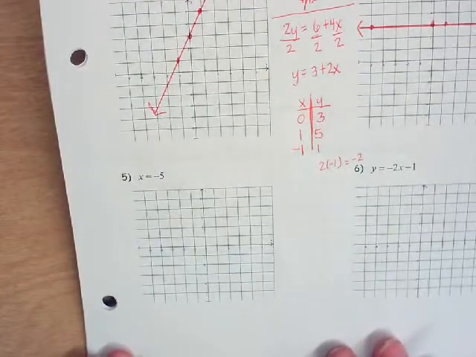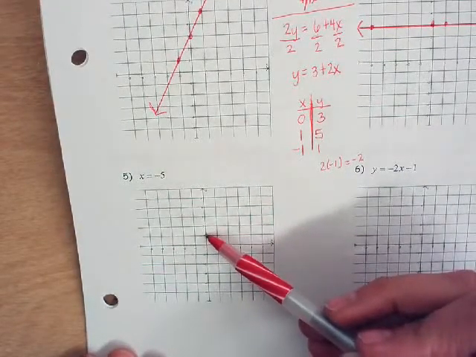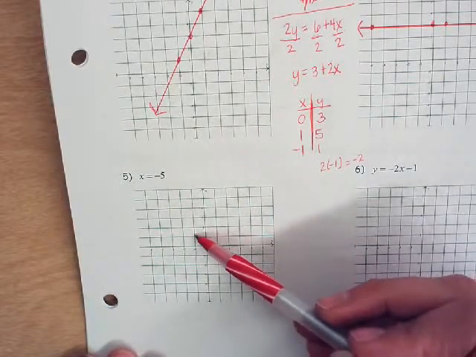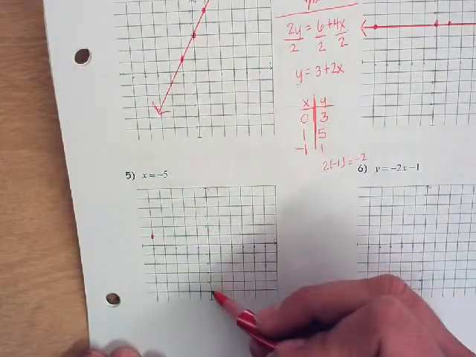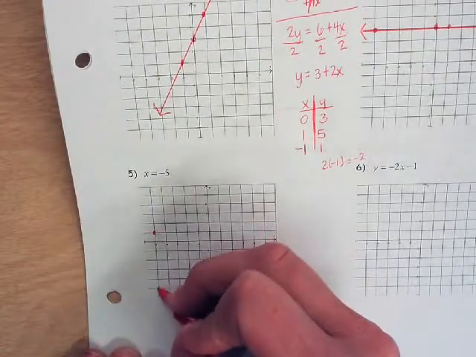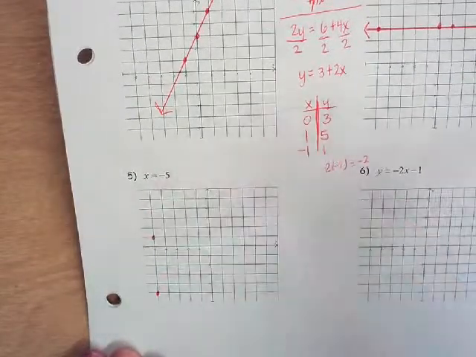What if I have x equals a number? Let this come into focus here. Okay, x equals a number. I'm going to use the same logic. No matter what y I pick, so let's say y is 1, x is always going to be negative 5. If I pick y as negative 5, x is still going to be negative 5. So no matter what, x is always going to be negative 5 for every y that I choose. So this one is a vertical line.